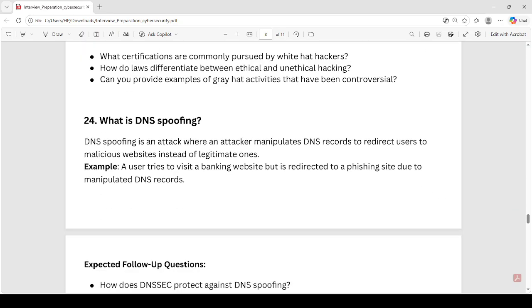Question number 24. What is DNS spoofing? DNS spoofing is an attack where an attacker manipulates a DNS record to redirect a user to a malicious website instead of the legitimate one. Example: a user tries to visit a banking website but is redirected to a phishing site due to a manipulated DNS record.